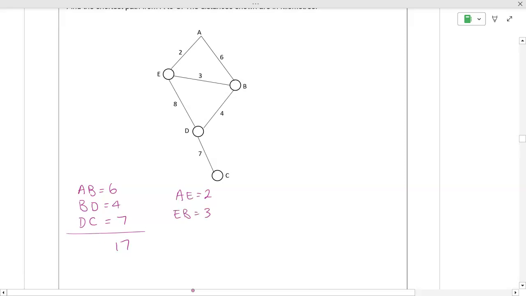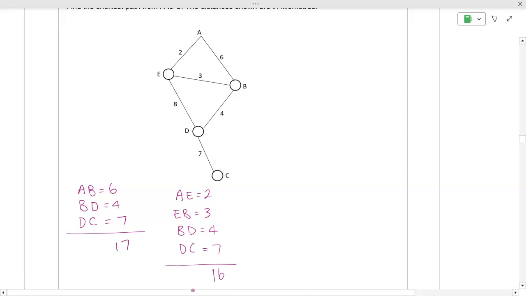From B, I can only come down. I don't want to go back up to A. So I would go B to D, which is 4. And then I would go D to C, which is 7. And so that one is going to give me a total of 16. So we can see that one's already better than the first one I did. Okay, we still need to check all the other options to make sure that is the shortest path.